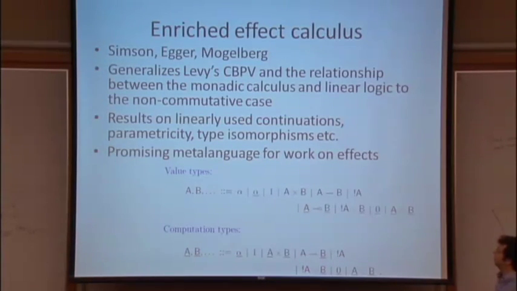And they've done lots of nice things with this. They've extended it with polymorphism. They've got lots of very nice results about type isomorphisms and the kind of things you can encode in here, and about the relationship between call by name and call by value and so forth. It's a very promising line of work, I think.